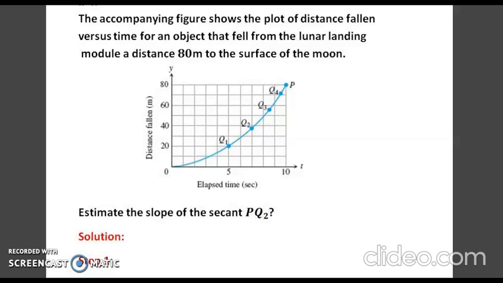Here we are going to estimate the slope of the secant PQ2. Here the point P is on the x-axis 10, on the y-axis 80. So the point P is 10, 80. And where is Q2? Here Q2 is there. After 5, 6, 7, 8, 9 and 10. So at Q2, the x value is 7. On the y-axis, this is 40 clearly. So Q2 is 7, 40.